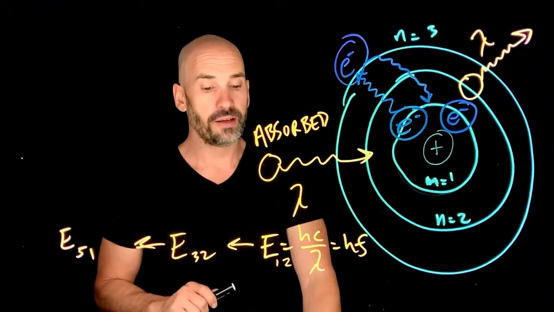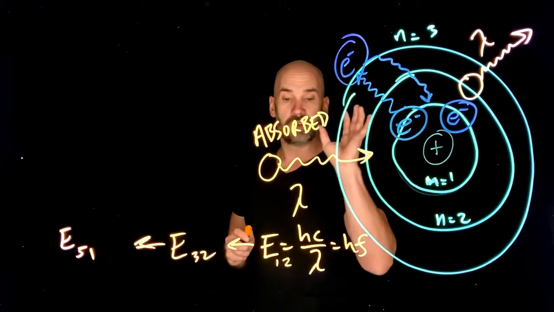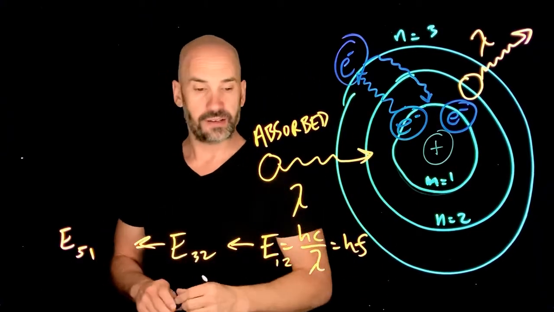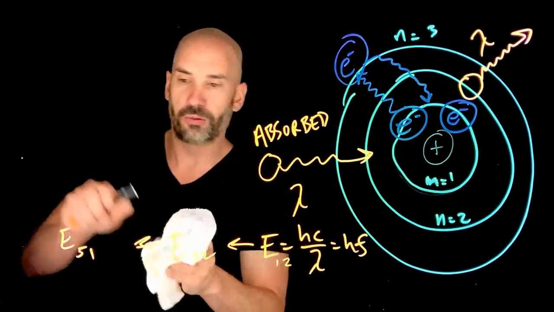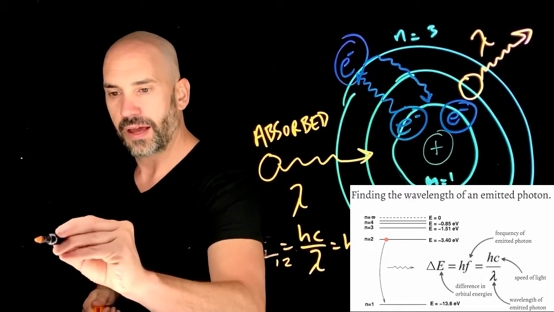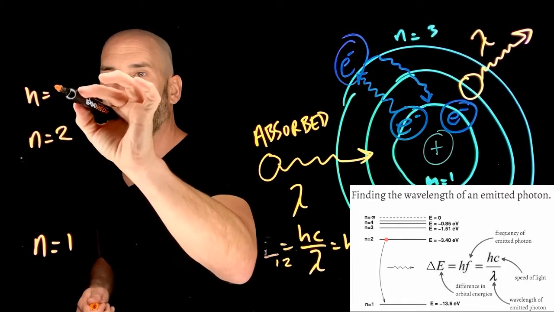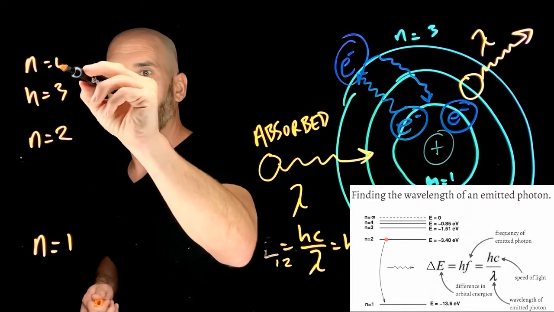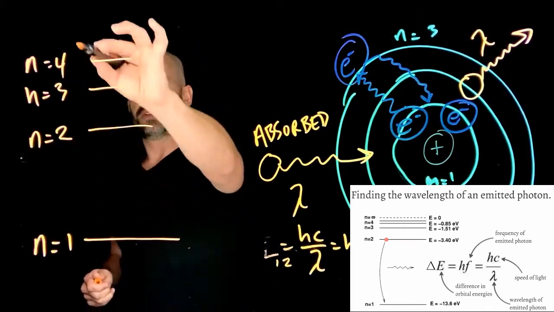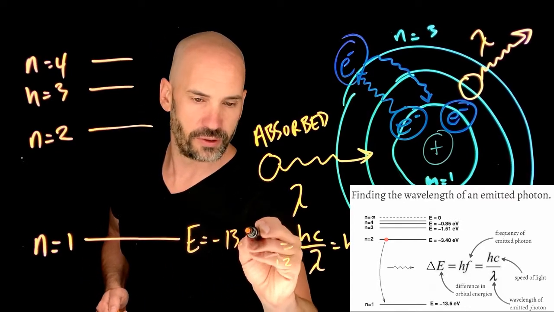Okay, now, here's the thing. We're going to look at the energy levels for a classic hydrogen atom. And this picture here shows it, but I'll write it here anyways. We have n equals 1, n equals 2, n equals 3, n equals 4. And we have various energy levels that are associated with these different orbitals. And this energy level here is equal to negative 13.6 electron volts.